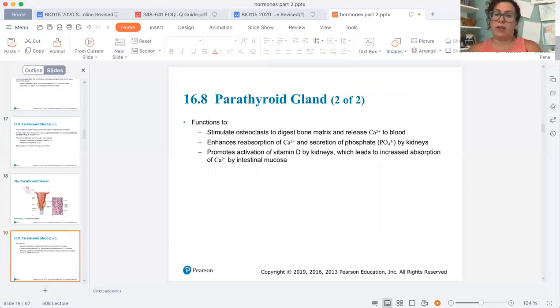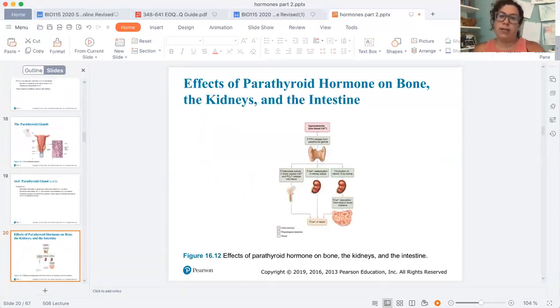We already know that it works on the osteoclast to trigger bone matrix to be broken down so more calcium can be relayed to the blood. We know it can enhance the reabsorption of calcium in the digestive tract and also secrete phosphate by the kidneys. And then we need vitamin D, because parathyroid hormone promotes activation of vitamin D, and we need parathyroid hormone for vitamin D to work. That way we can bring in calcium by our GI tract. Here is a little representation of how that all works. Yes, you might be questioned on this, so take a good look at it.